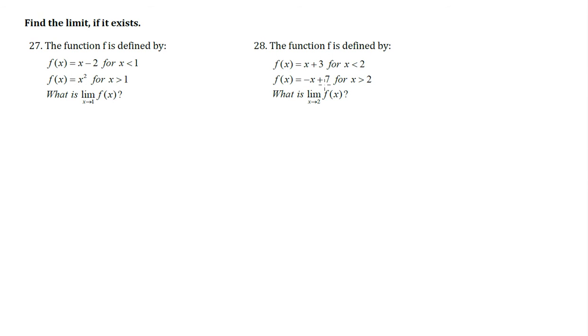27 and 28. The function f is defined by x minus 2 when x is less than 1, and then it's x squared when x is greater than 1. So this is like a function, it's basically a piecewise function. Okay, so you're using 2 different equations for when x is less than 1 and when x is greater than 1. And of course it's asking what's the limit as x approaches 1.